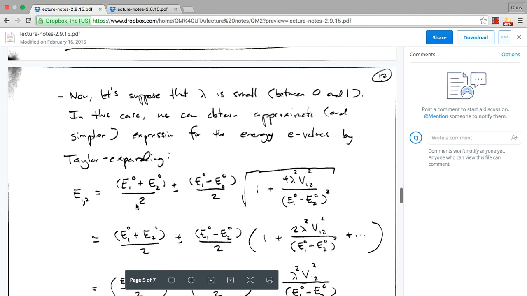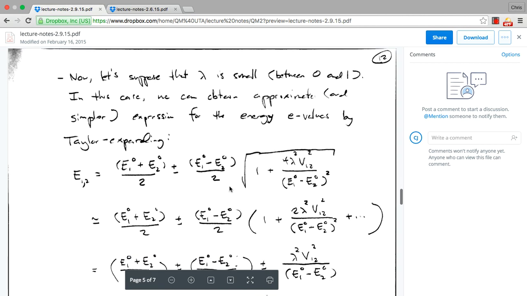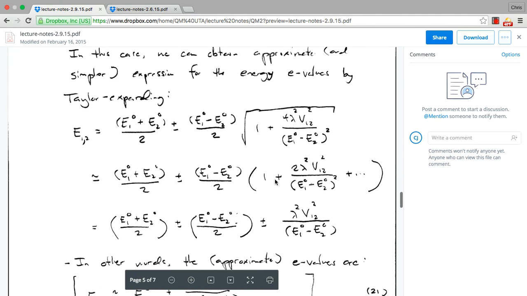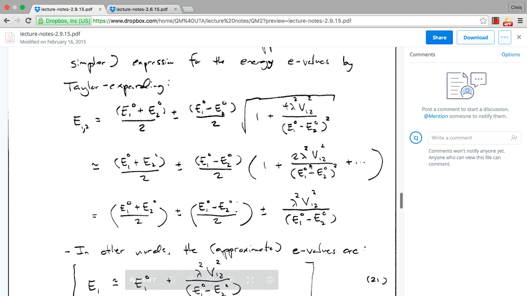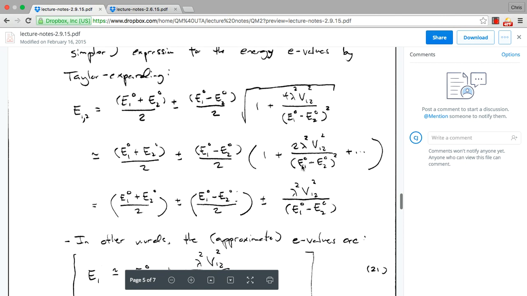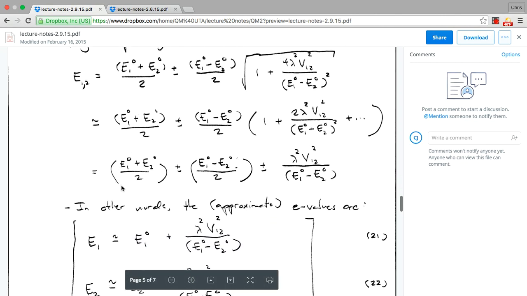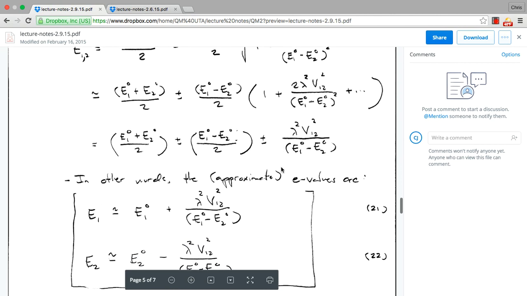So let's take this guy and Taylor expand it. I'm going to pull out this factor here so I can get something like 1 plus some stuff, and I'm going to expand the square root. So I get 1 plus 1/2 times this stuff plus higher order terms. Let's work to lowest order in lambda here. If I multiply this stuff out, I end up with something like this. You see the plus signs and the minus signs.